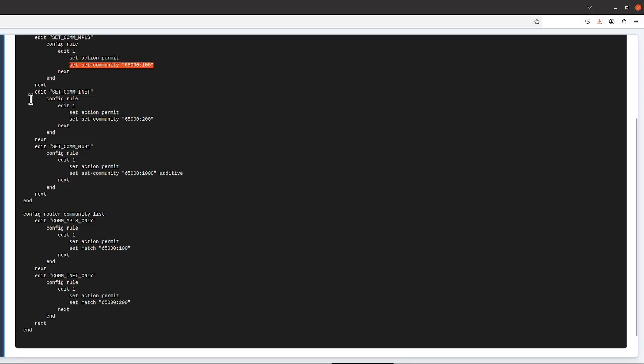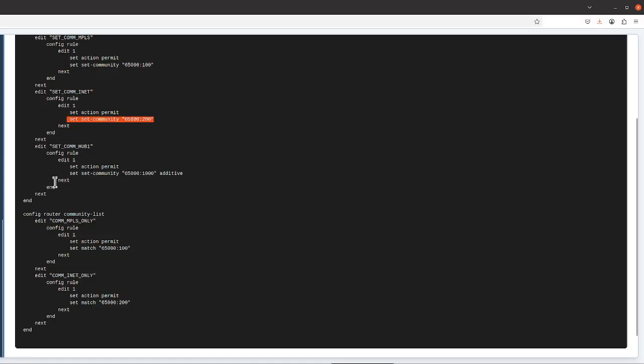The second route map, SET_COMM_INET, follows the same pattern but tags with community 65000:200, where 200 represents internet transport. When we apply these route maps on the hub inbound from the appropriate overlays, every prefix the hub learns gets tagged with its source transport.